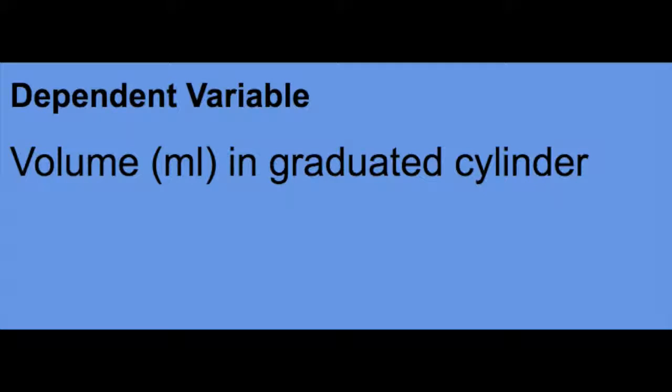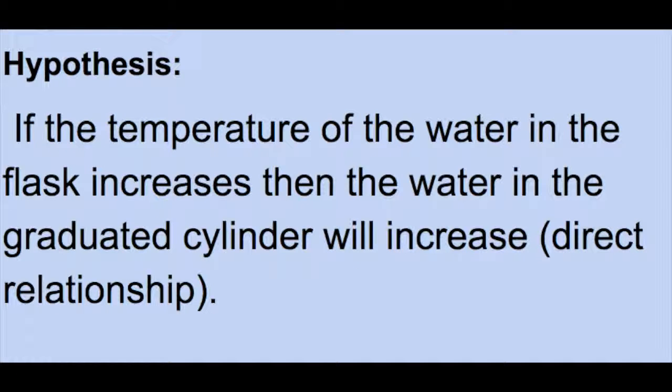My group and I tested the idea of changing the independent variable of the temperature of the middle flask to see if it would affect the volume transferred to the graduated cylinder. Therefore, our group's hypothesis was that if the temperature of the water in the flask increases, then the water in the graduated cylinder will increase. We believe that this would create a direct relationship between the volume and the temperature.